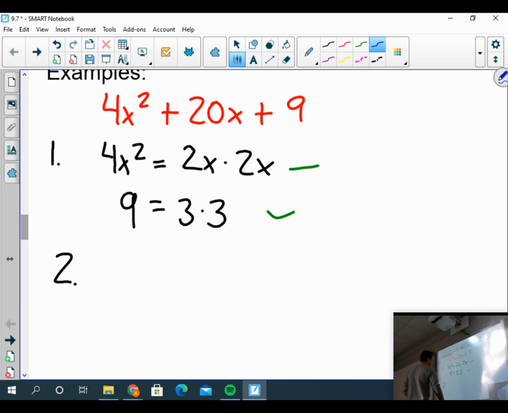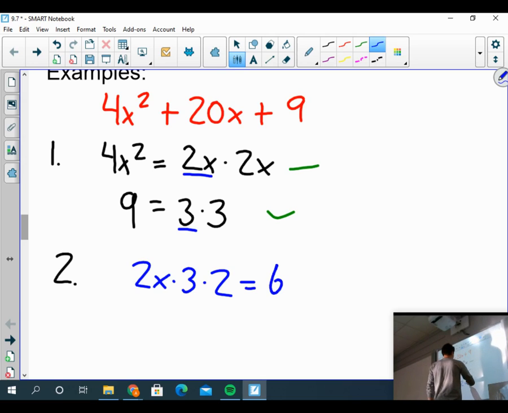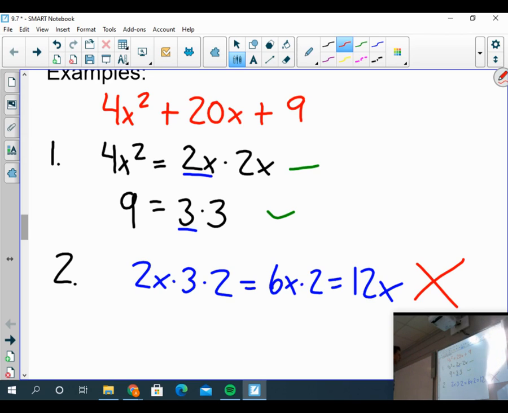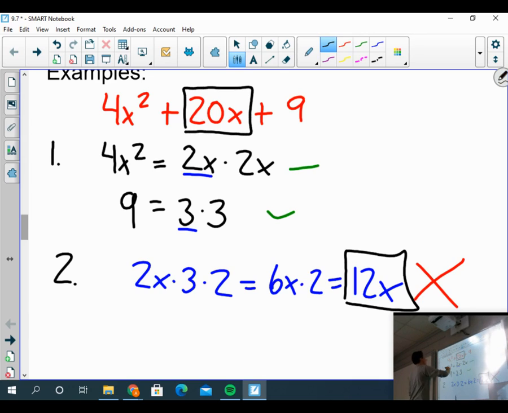But before we go any further, and this is where most people screw up, they forget to check their second criteria. You have to take a factor from each term, one from the first and one from the last, multiply it by 2, and if it doesn't equal the middle term, it's not a perfect square trinomial. Well, 2x times 3 is 6x, times 2 is 12x, and our second criteria is not met. Why? Because 12x does not equal 20x. We passed the first criteria, but not the second.